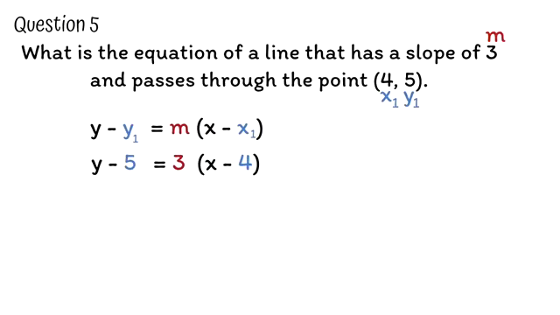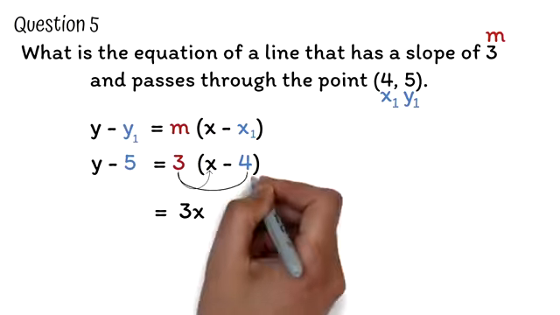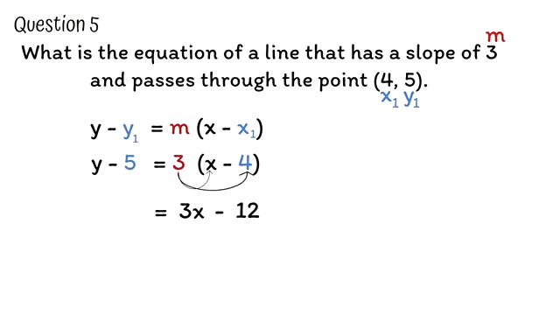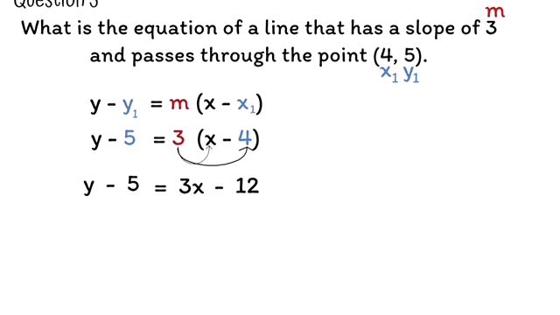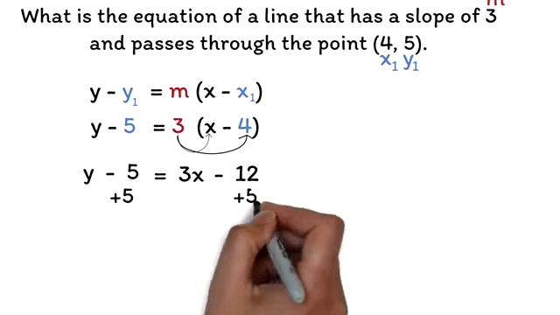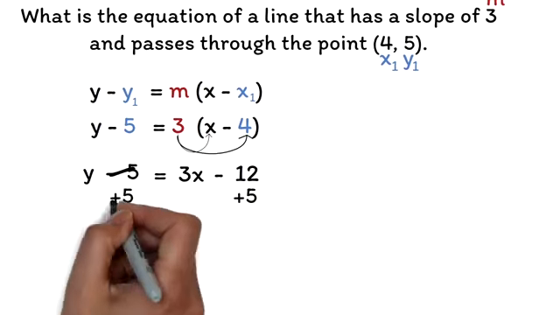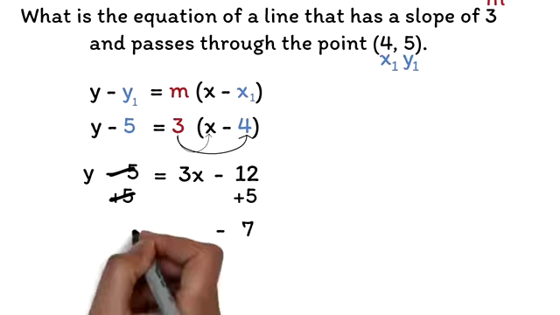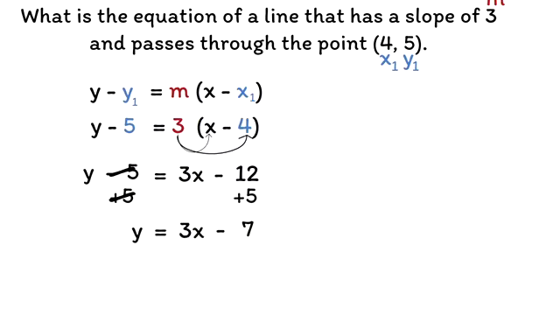Let's start by expanding this. 3 times x is 3x, and 3 times minus 4 is minus 12. We have y minus 5 equals 3x minus 12. To get the y by itself, we will add 5 to both sides. The 5 will cancel out. Negative 12 plus 5 is negative 7. So the equation of the line is y equals 3x minus 7.